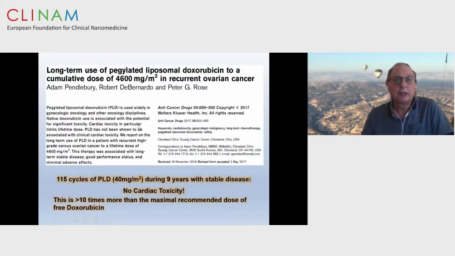In the next slide, just to show you a clear pharmacodynamic change, this is a paper published by Dr. Peter Rose from Cleveland Clinic and his group not long ago, in which a patient with ovarian cancer received 4,600 milligrams per meter square cumulative dose of doxorubicin in Doxil form. These are 115 cycles of pegylated liposomal doxorubicin along 9 years with stable disease and no cardiac toxicity. This is more than 10 times the maximal recommended cumulative dose of free doxorubicin, which shows clearly that we have caused a total metamorphosis of the drug by incorporating it in a stable and long-circulating nanomedicine.